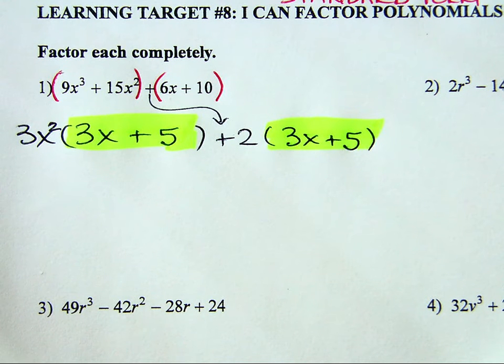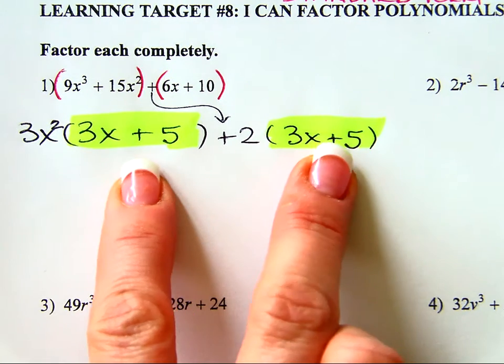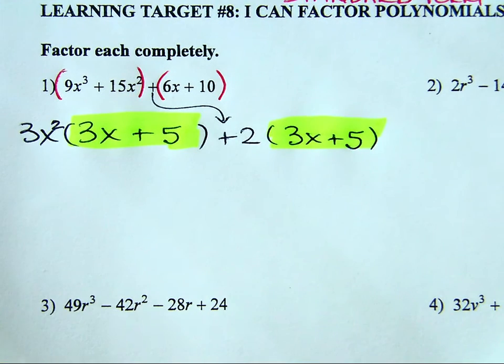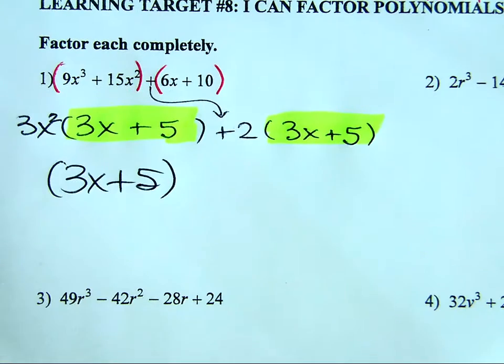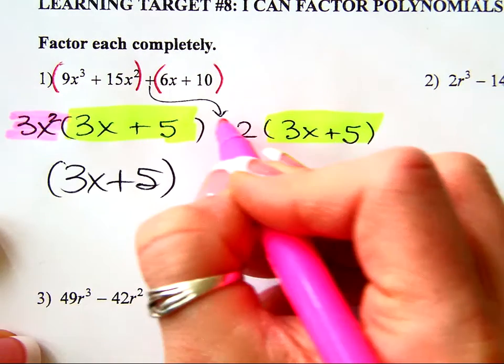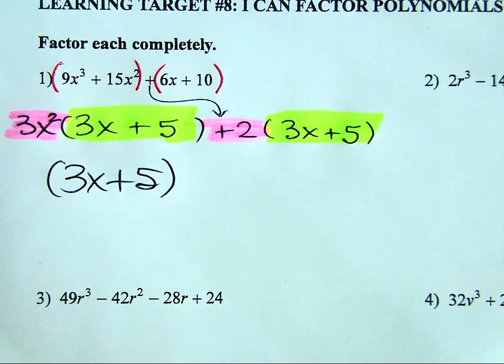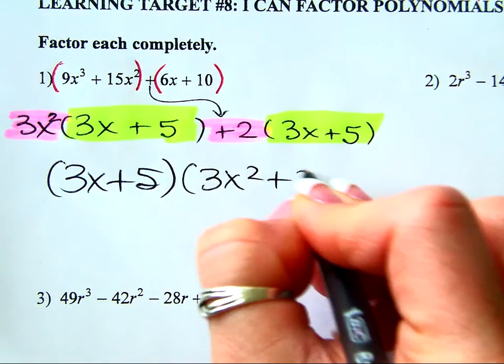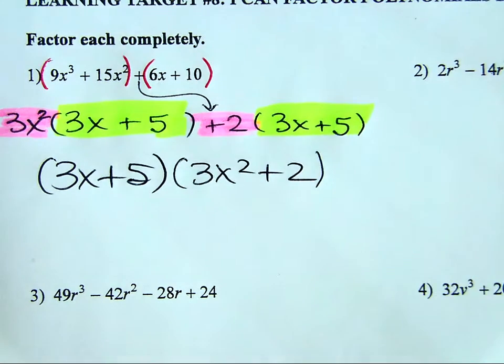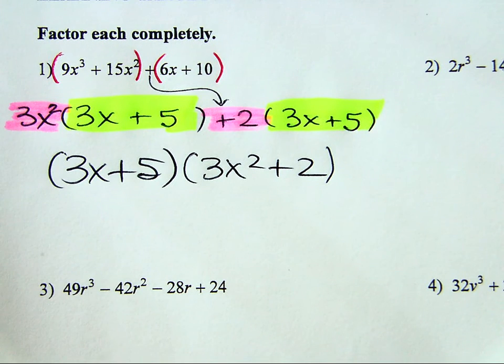So what I want to do is do another round of GCF. Is this a factor that this whole expression has in common? So pull that out. Pull out the 3x plus 5. And then, do you see what's left over? I call them the leftovers. I see a 3x squared and a plus 2. So what do you think your other factor is? That's it. That's your answer.